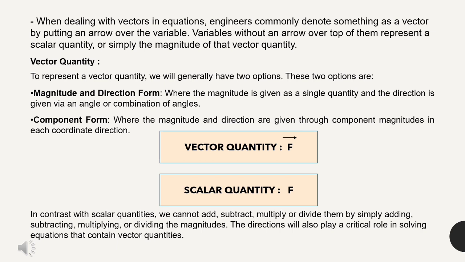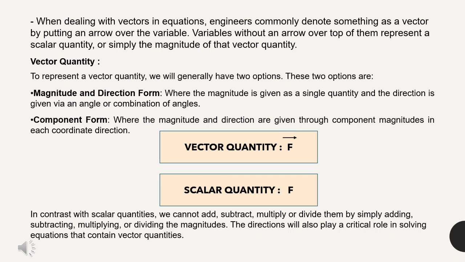Vector quantity. To represent a vector quantity, we will generally have two options. Number 1, magnitude and direction form, where the magnitude is given as a single quantity and the direction is given via an angle or combination of angles. Number 2, component form, where the magnitude and direction are given through component magnitude in each coordinate direction.